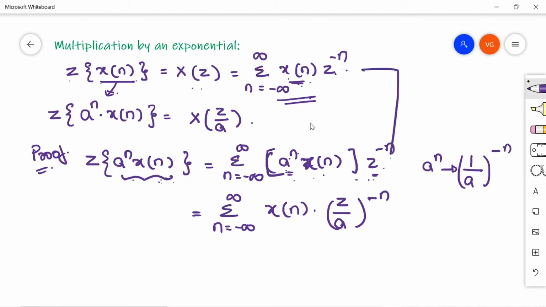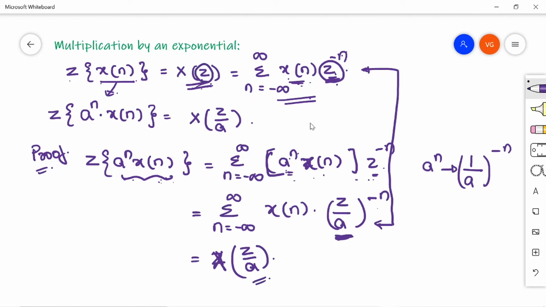Now, if you compare these two expressions, where you have z power minus n I am writing X of z. But here I have z by a whole power minus n. This is nothing but X of z by a. Right? In place of z, I have z by a. So here in place of z, I am replacing that as z by a. So this is how the proof is done for the multiplication by an exponential.